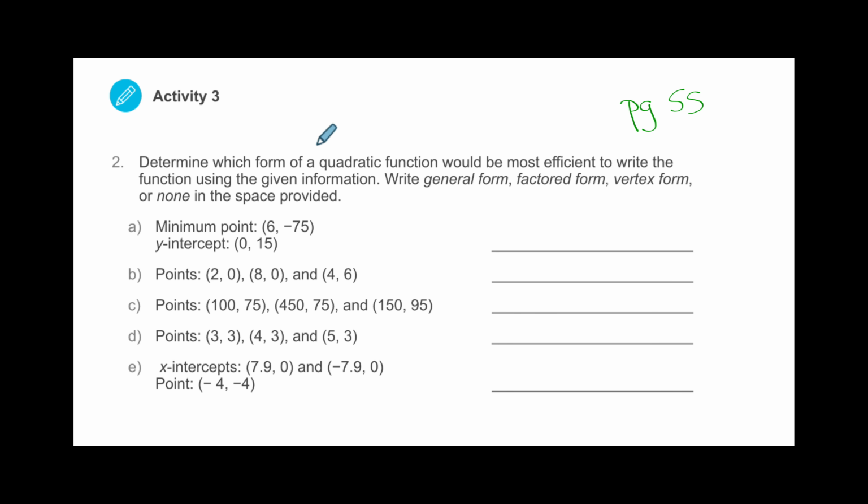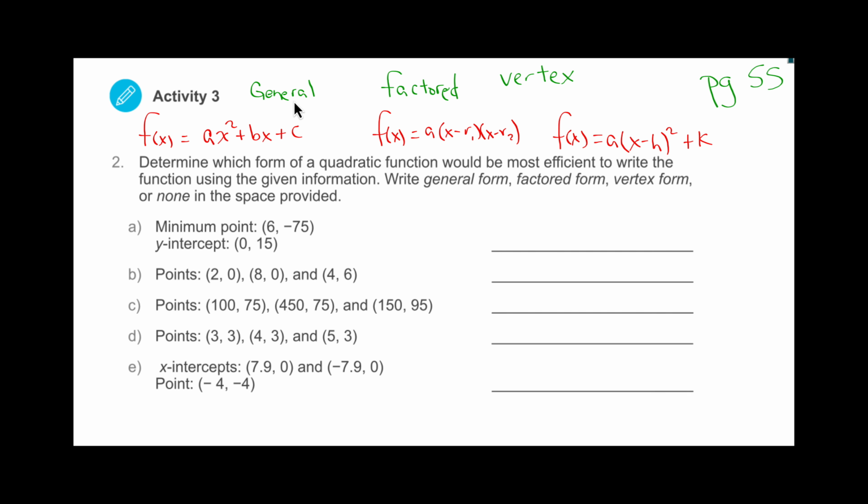So I'm going to write down the 3 forms. Here are the 3 forms that we know about: general, and I wrote that down, factored, and vertex. And again, we're on page 55. So what I'm going to do is write down which of these equations I should be using if they give me this information. Which one should I use to figure out the equation, if I want to derive the equation of the quadratic function?